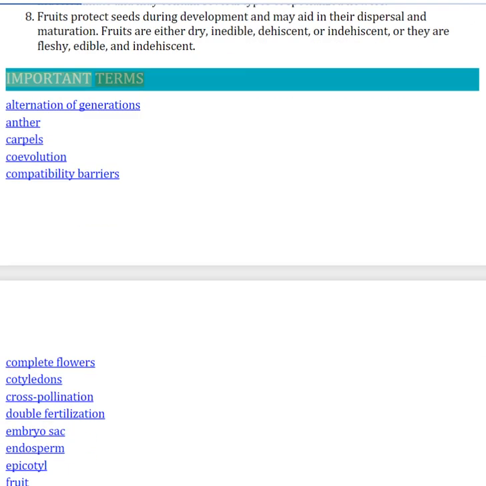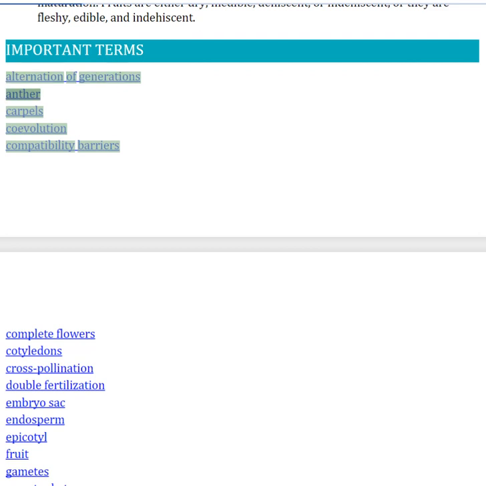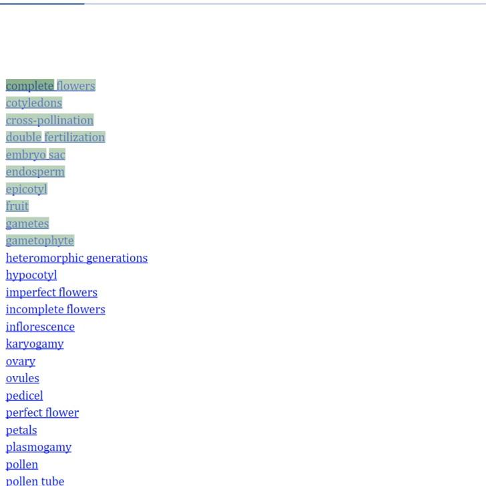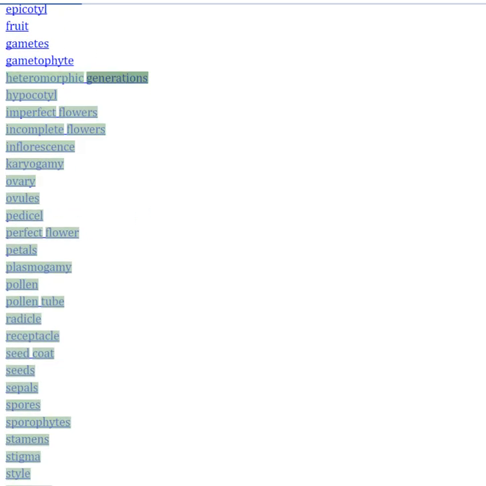Important terms. Alternation of generations, anther, carpels, coevolution, compatibility barriers, complete flowers, cotyledons, cross-pollination, double fertilization, embryo sac, endosperm, epicotyl, fruit, gametes, gametophyte, heteromorphic generations, hypocotyl, imperfect flowers, incomplete flowers, inflorescence, karyogamy, ovary, ovules, pedicel, perfect flower, petals, plasmogamy, pollen, pollen tube, radicle, receptacle, seed coat, seed, sepals, spores, sporophyte, stamens, stigma, style, syngamy, zygote.